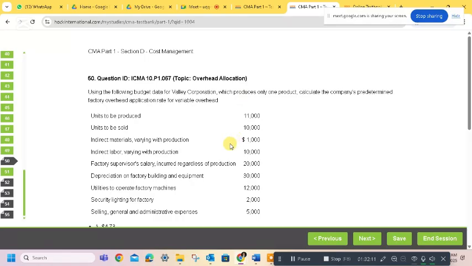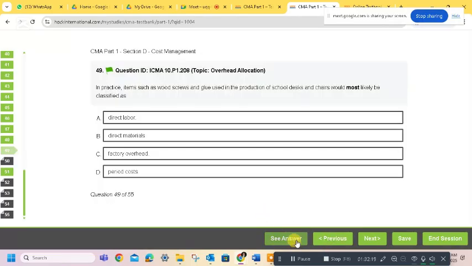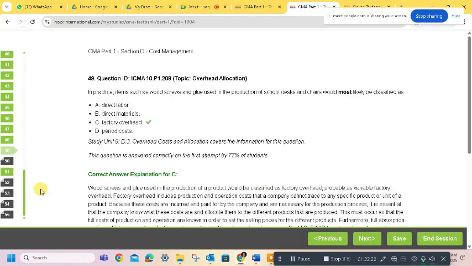How much of cost must be taken into the income statement? 10,000, because sold 10,000. But when you are applying cost, it's production. Okay. I have seen the answer. Okay.